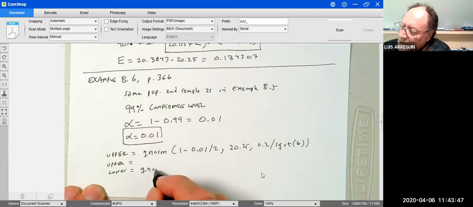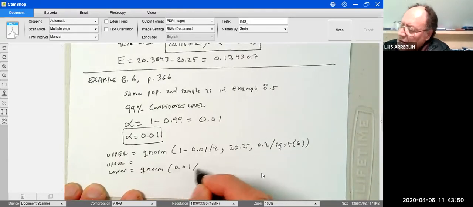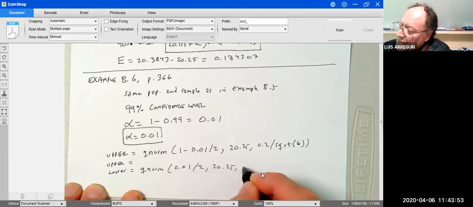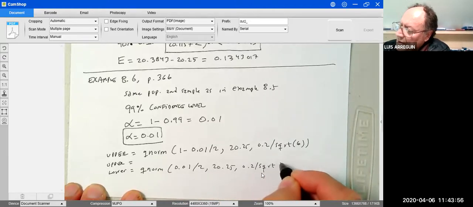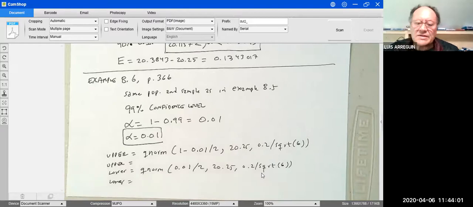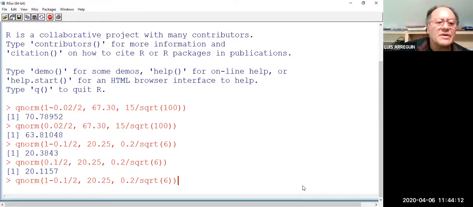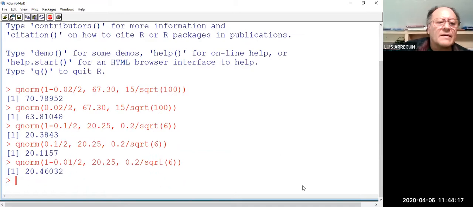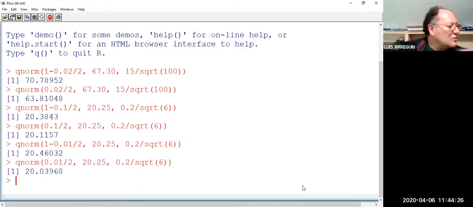So the lower limit is going to be just qnorm of 0.01 over 2, 20.25 minus 0.2 over the square root of 6. So this is going to give me the lower limit. Let's use R. The only thing I need to do is repeat the commands and change the value for alpha. Instead of 0.1 it is 0.01, and then I'm going to remove again for the lower limit. So I have my two limits now.